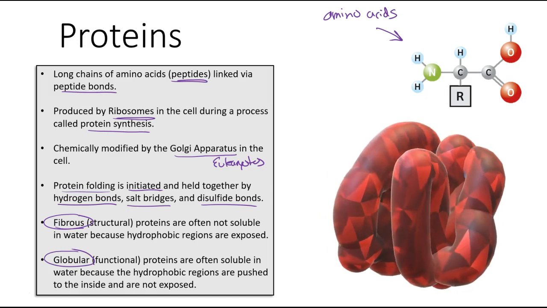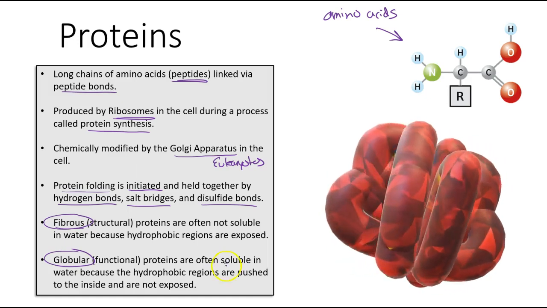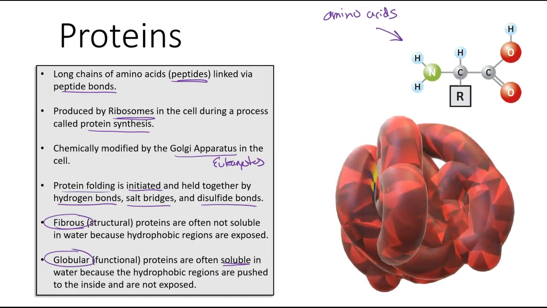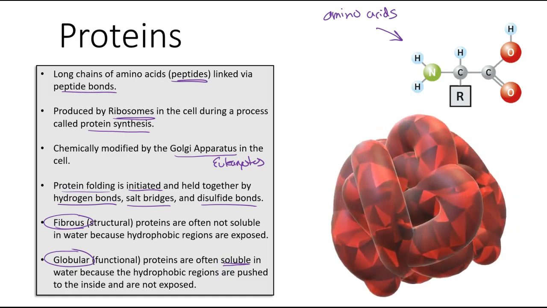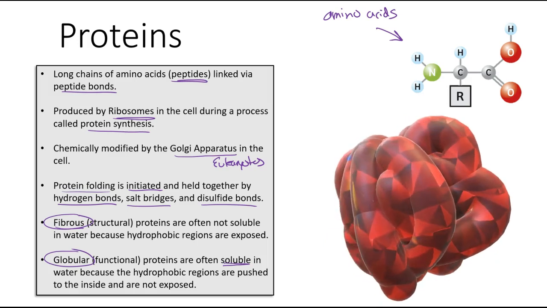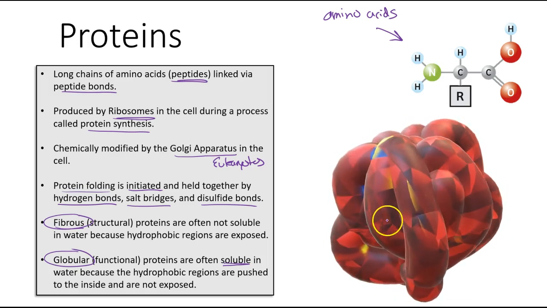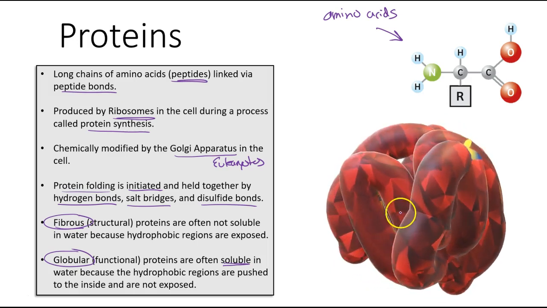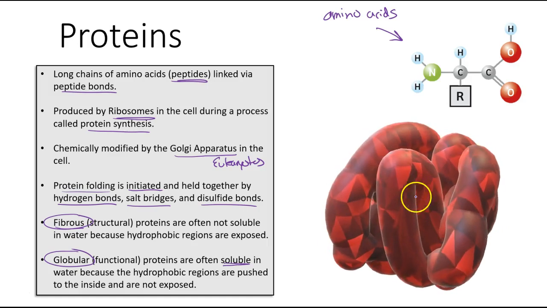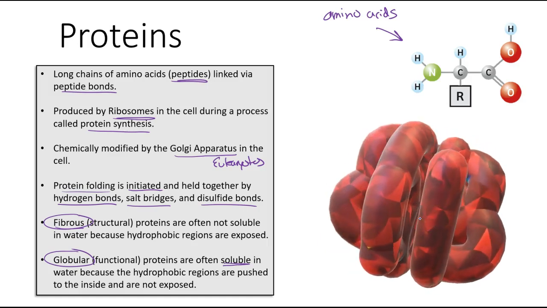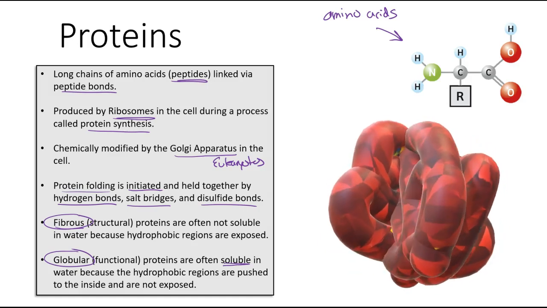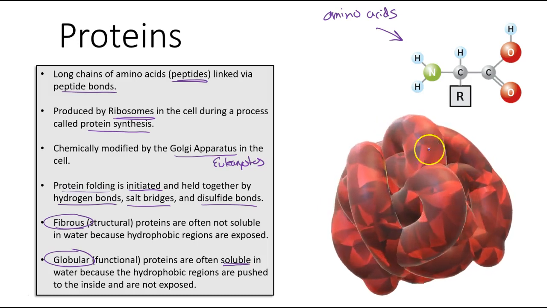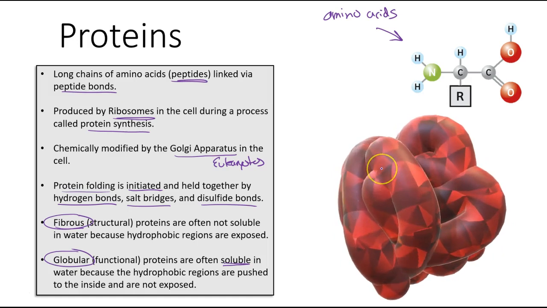Globular proteins are going to be most often soluble because they are going to be structured in a way that allows the hydrophobic regions to be folded into the center of a quaternary protein, like this one right here on the right. If you put all of the hydrophobic regions deep down inside of this quaternary protein, then it can actually dissolve in a polar substance like water by keeping the hydrophilic regions on the outside.